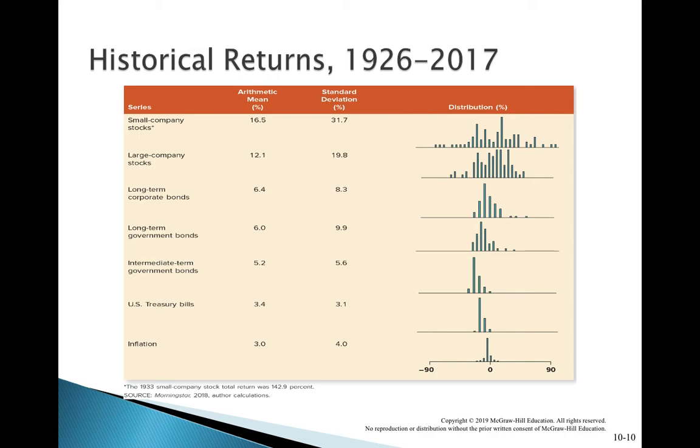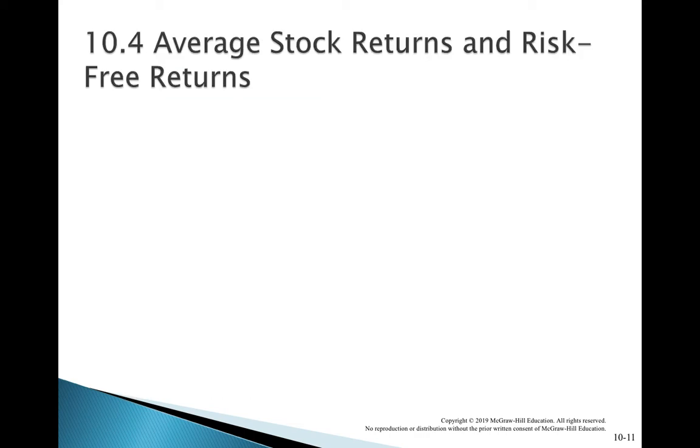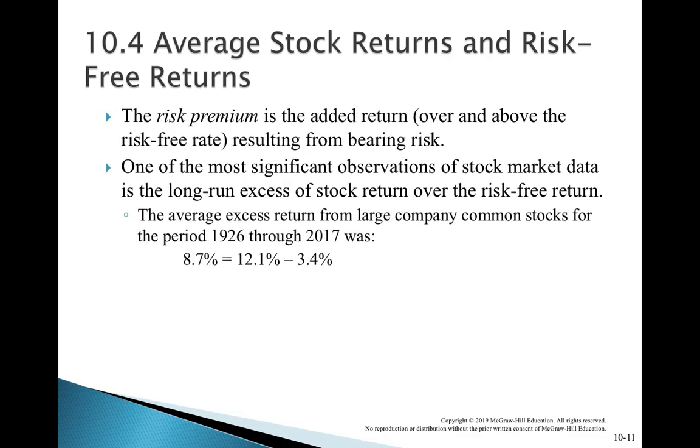Similarly, what will be the risk premium for some small cap stock? The small cap stock gives you 16.5% minus risk-free return of 3.4%. 13.1% will be the additional risk premium you are getting for buying a risky asset. Similarly, what is the risk premium from long-term government bonds? It is 6% minus 3.4%, equal to 2.6%, the risk premium for buying long-term government bonds. This is the way we calculate the risk premium.